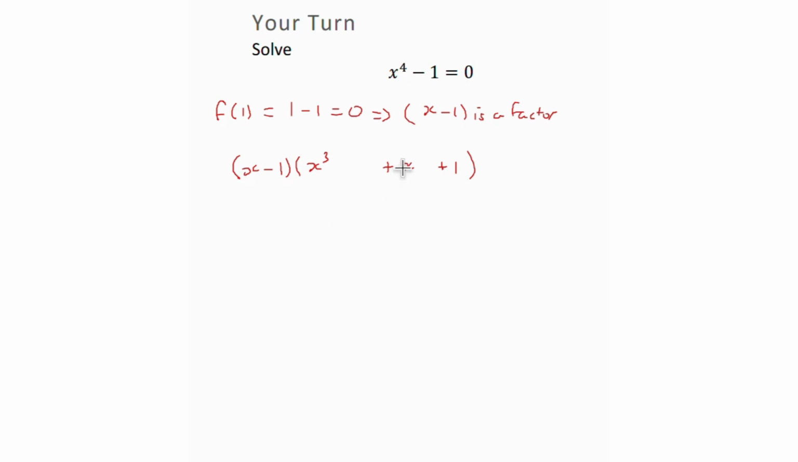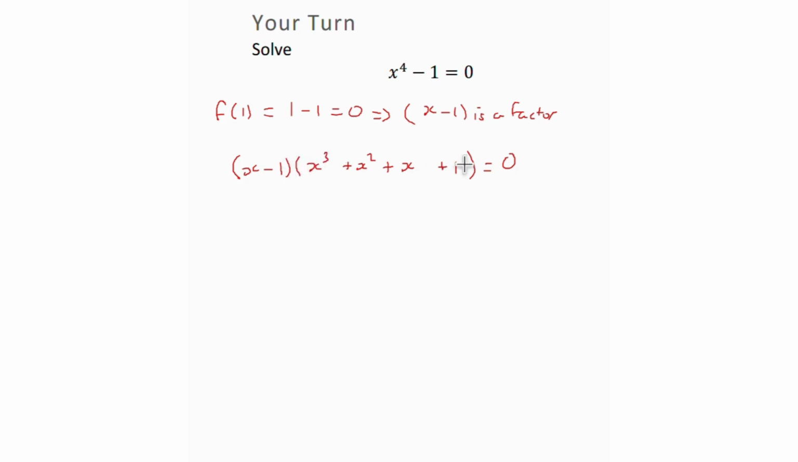At the moment, I've got 1x squared. I need 0x squared. So that's going to have to be x squared. I've got minus x squared plus x squared is 0x squared. Got minus x cubed plus x cubed, which gives me 0x cubed as well. So this works. So x minus 1 is one of the roots.